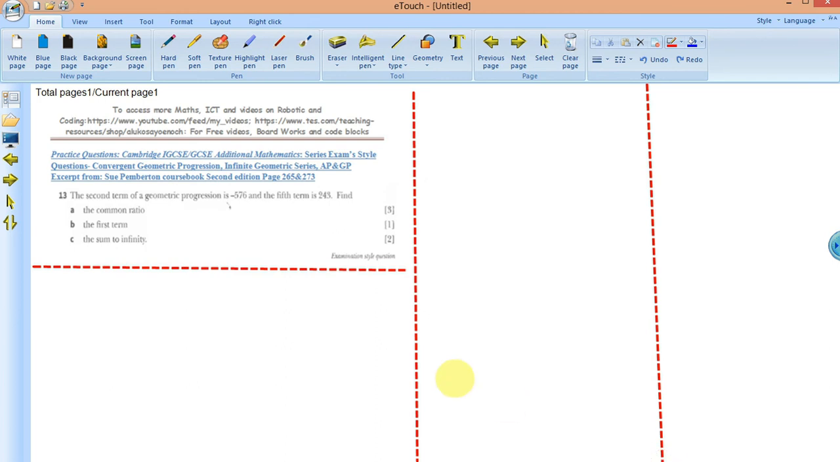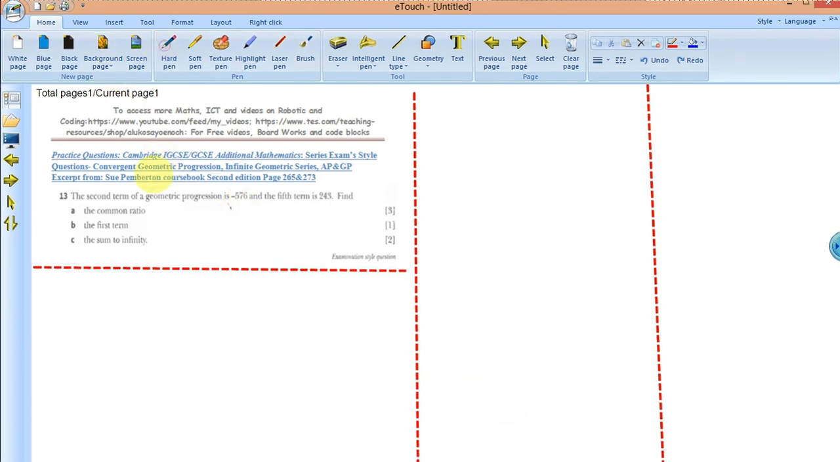Okay, so the very first one, looking at what we have here, we have the second term and we have the fifth term. Don't forget that generally, the nth term of a geometric progression is given as AR^(n-1). So the second term will be AR, that is 2 minus 1, that is 1. So it's given to be minus 576. I'm going to tag that equation 1.